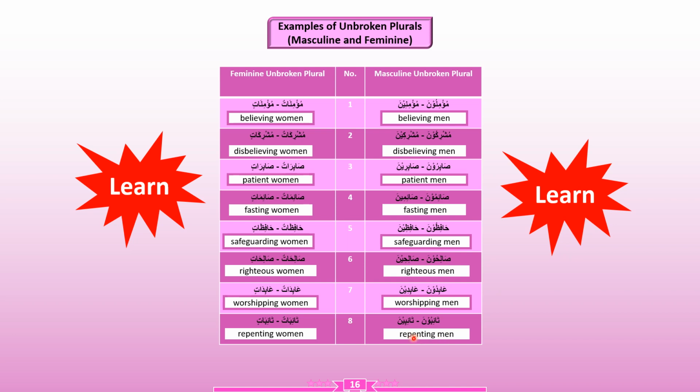Ta'ibuna, ta'ibina, repenting men who make tawbah. And ta'ibatun, ta'ibatin, repenting women who make tawbah and repentance. Okay, please ensure that we try and learn these words, inshallah ta'ala. As I mentioned, prioritize learning. We need to learn the words with the meanings, also Arabic to English.